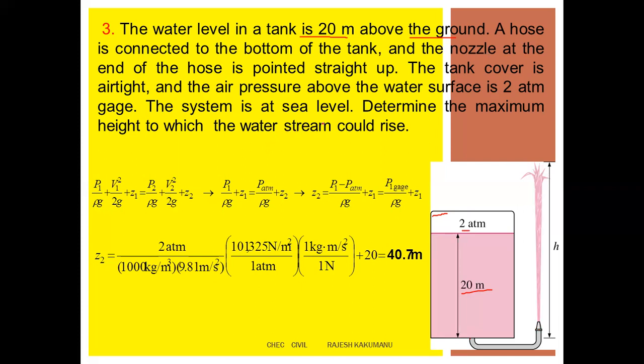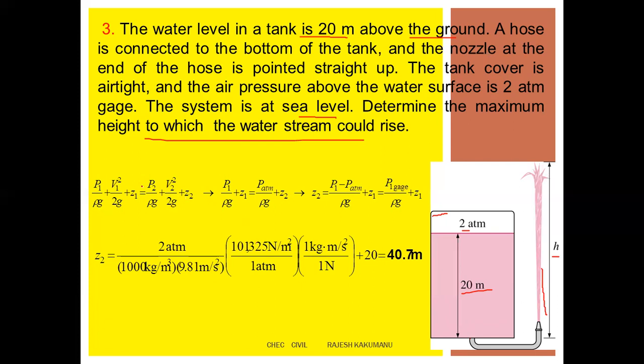The system is at sea level. Okay, atmospheric pressure is at sea level. Determine the maximum height to which the water stream could rise. So in this setup, the question asks us to find the maximum height of the water stream discharge.